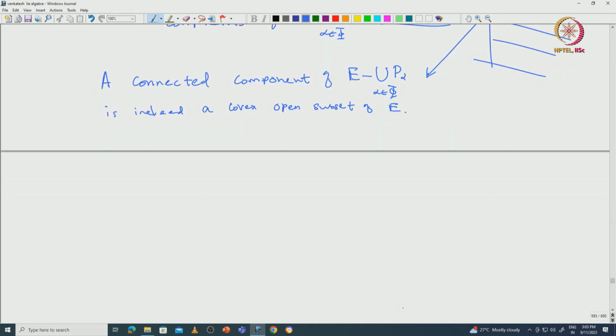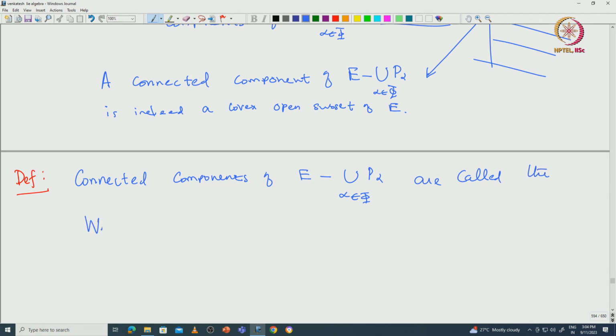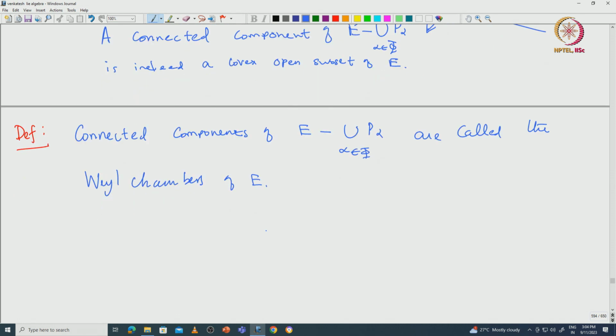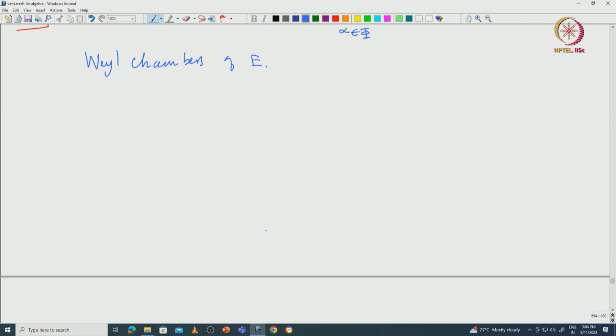So, this is the definition: connected components of E difference union P alpha, alpha in phi, are called the Weil chambers of capital E. Of course, we can take this set of Weil chambers and we can see that the Weil group will naturally act on it. Before looking at this Weil group action, let us make some remarks about these Weil chambers.